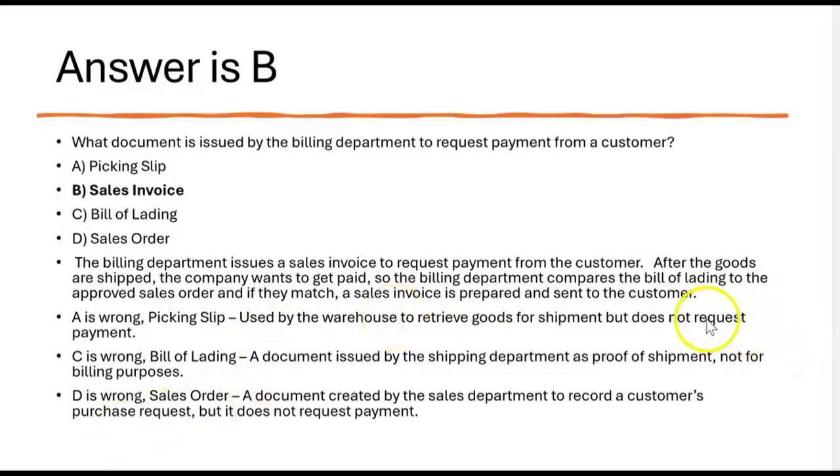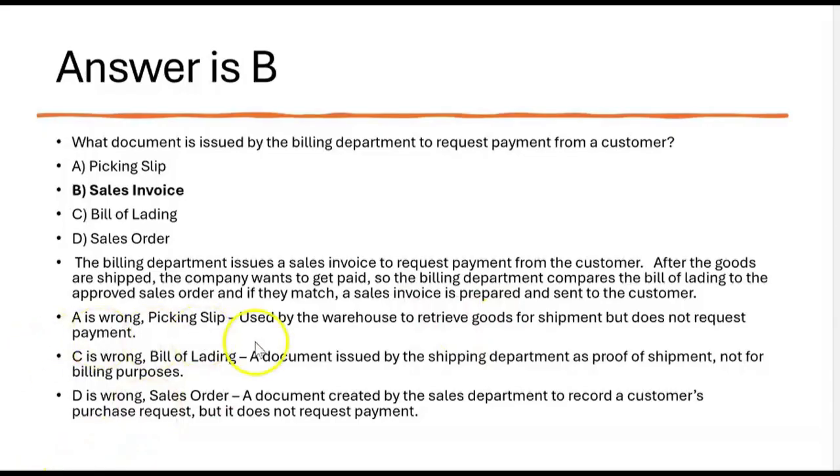So if you're working in the billing department and you pick up the bill of lading that just got sent to you from the shipping department and it says, we just shipped out 100 cases of Snapple iced tea, and then you pick up a copy of the approved sales order which came to you from the credit department and it says the customer's been approved for 100 cases of Snapple iced tea. If they match, then you in the billing department prepare a sales invoice and you send it to the customer.